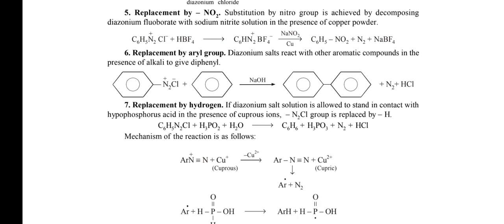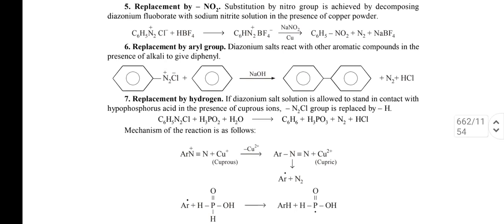If the diazonium salt solution is allowed to stand in contact with hypophosphorus acid in the presence of cuprous ions, the N2Cl group is replaced by H. C6H5N2Cl plus H3PO2 plus H2O gives C6H6 plus H3PO3 plus N2 plus HCl. The mechanism of the reaction is as follows. Ar-N+≡N plus Cu+ (cuprous) changes into Cu2+ plus Ar and N2, then Cu2+ plus Ar.